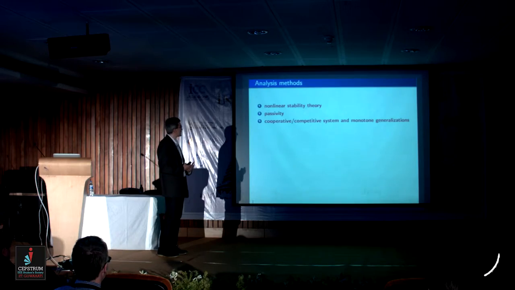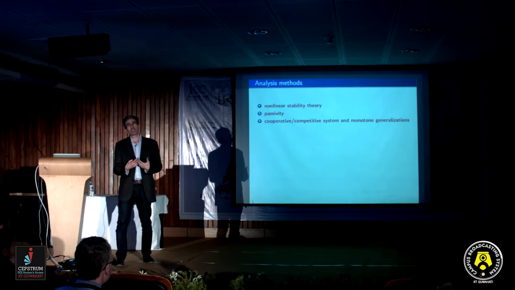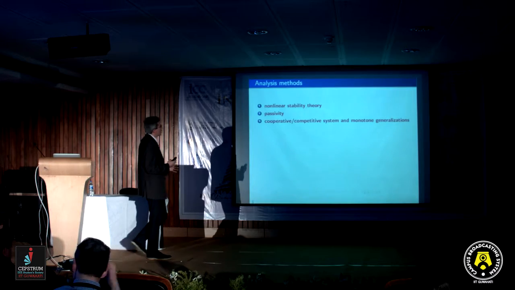There's lots of beautiful results on passivity. Professor Arcak has wonderful results precisely on this domain, the case of passivity for network interconnected systems. There's also beautiful theory of cooperative competitive systems and their generalization to monotone systems. So it's fair to say that there aren't a lot of special purpose tools just for network systems, and I think there's still work that can be done in this domain.